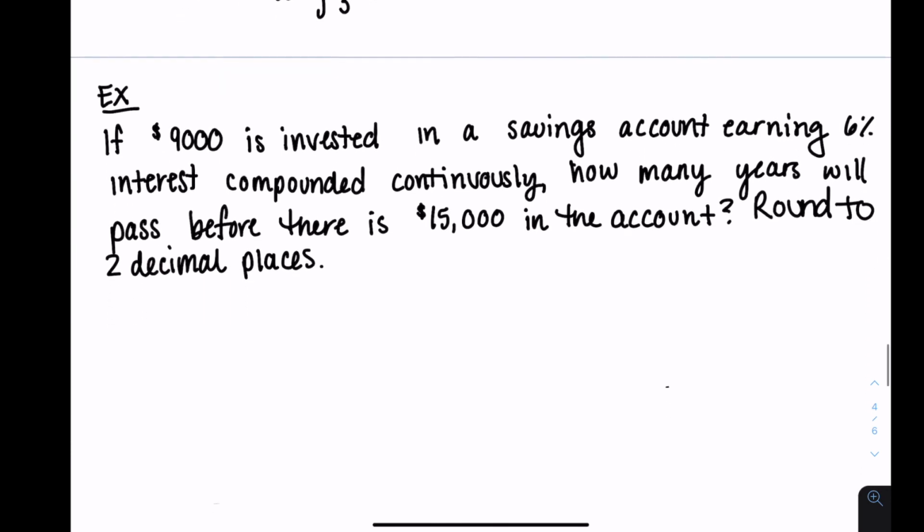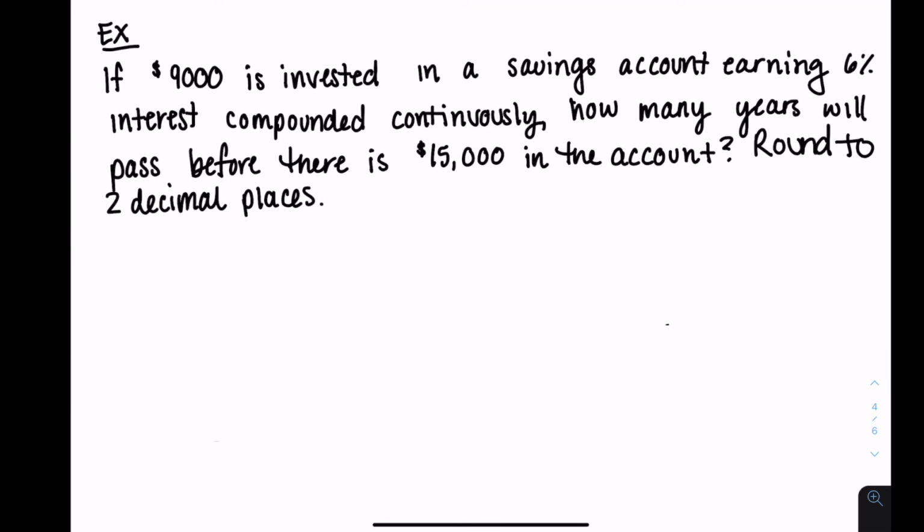Okay. So now the last thing we're going to do is another example working with those interest formulas. So now we know how to solve exponential and logarithmic equations. Let's apply that because that interest formula has exponents in it. So we're wondering if 9,000 is invested in a savings account that earns 6% interest compounded continuously, how many years will pass before there's $15,000 in the account? And we want to round to 2 decimal places. So basically, I've got this initial amount, I know how much I'm earning, but I ultimately want 15 grand. So how long do I have to wait before that's going to happen?